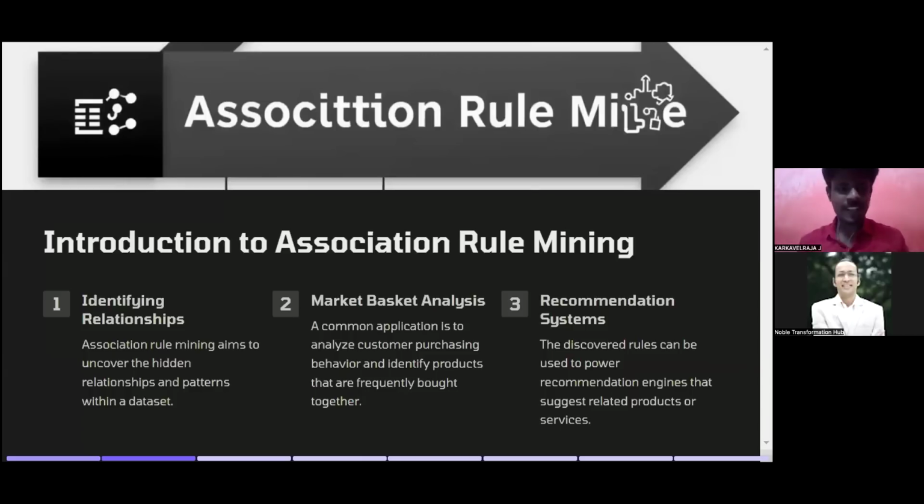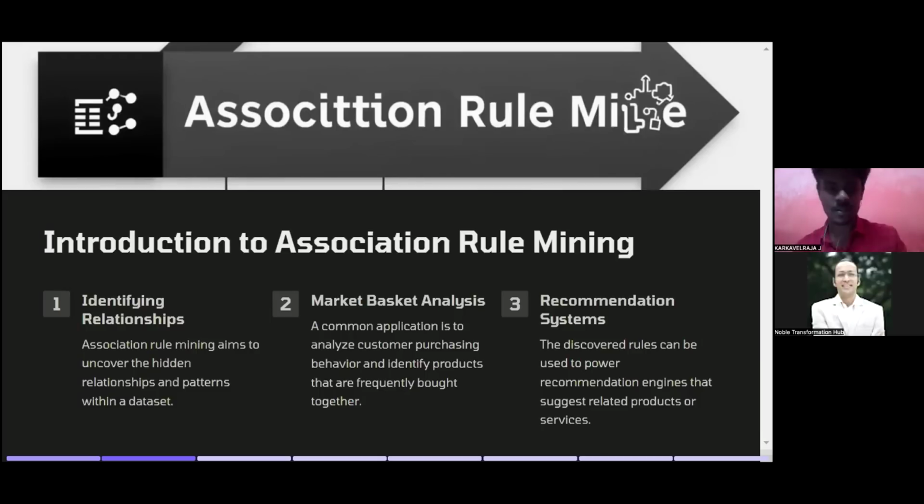Perfect. We are just discussing association rule mining. If you watched all the previous four sessions, then it is very easy for you. Identifying relationships: association rule mining aims to uncover the hidden relationships and patterns within the data set, how two items are related to each other. If antecedent, then consequent. If I buy milk, there is a high possibility that I will buy a biscuit. Those kinds of associations we will be finding.